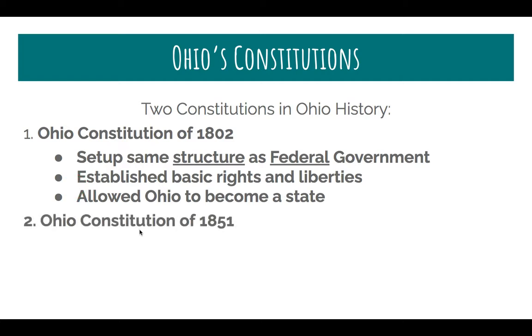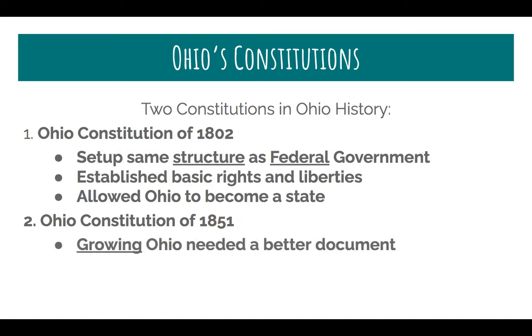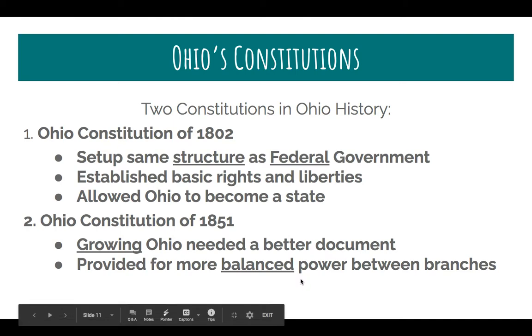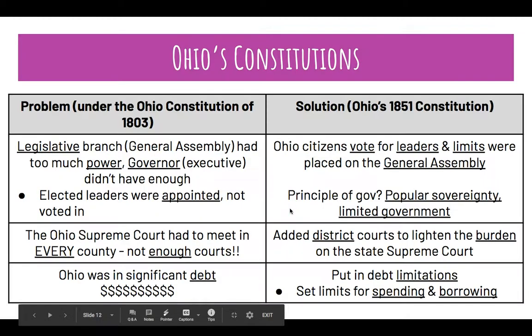And then we have the Ohio Constitution of 1851, which is the Constitution that we have today. That was written because Ohio was growing. It was literally getting bigger. There were more people, and there were some issues that needed to be fixed. So we needed a better document. This Constitution provided for a more balanced power between the branches. I mentioned that the General Assembly was and still largely is the most powerful branch, but it's going to lose some of its power under this new Constitution.